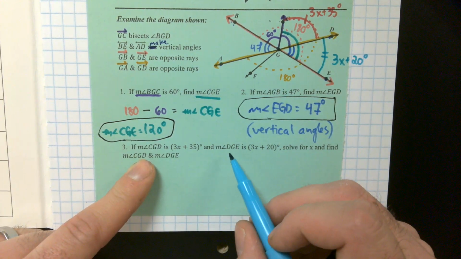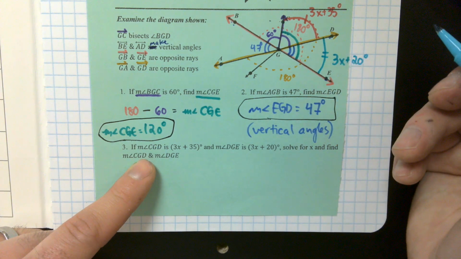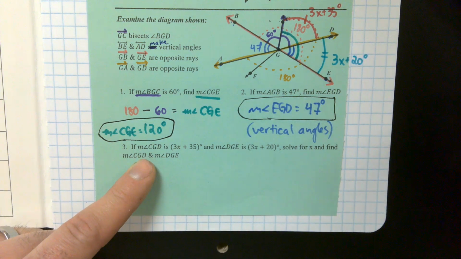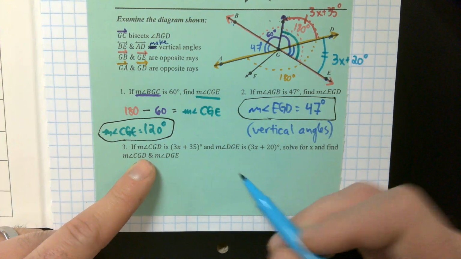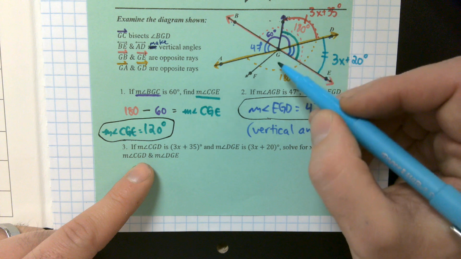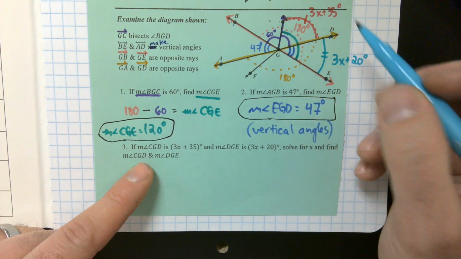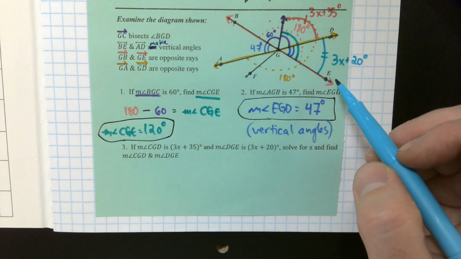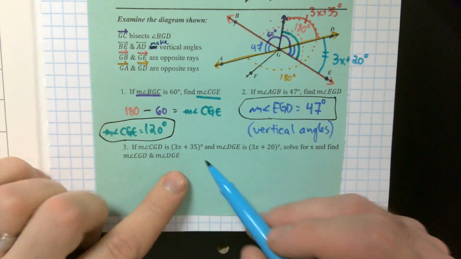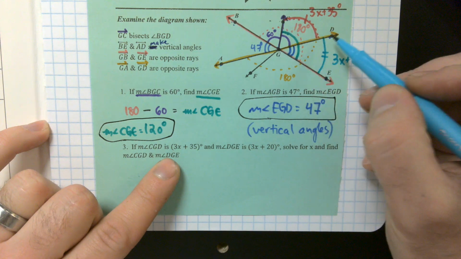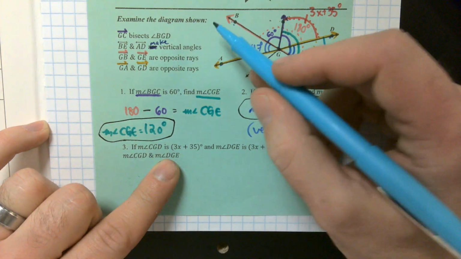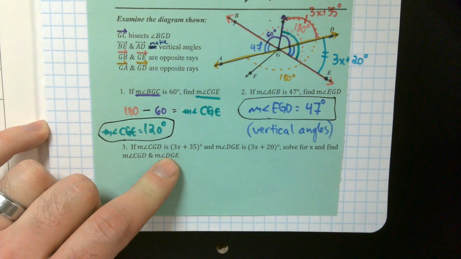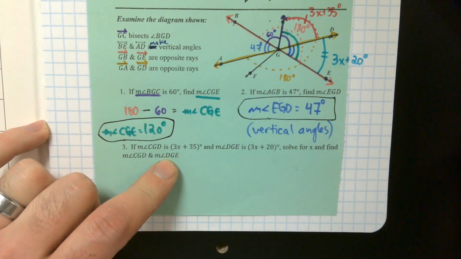Yeah, maybe I mistyped one of these. Did I mean? It would make sense if CGD was 62. Okay. Let me try and figure it out. Hold on. What did I do wrong? I messed something up. I don't know what I messed up.